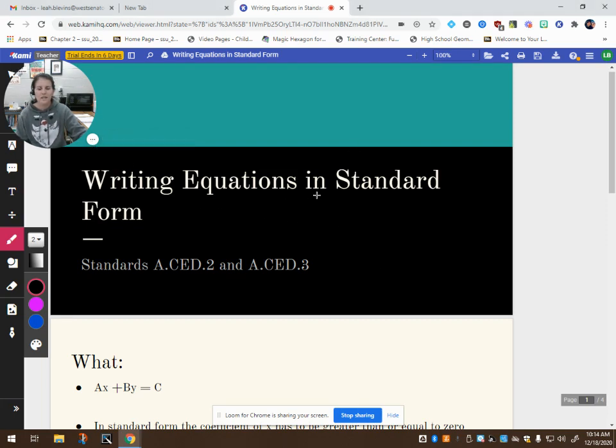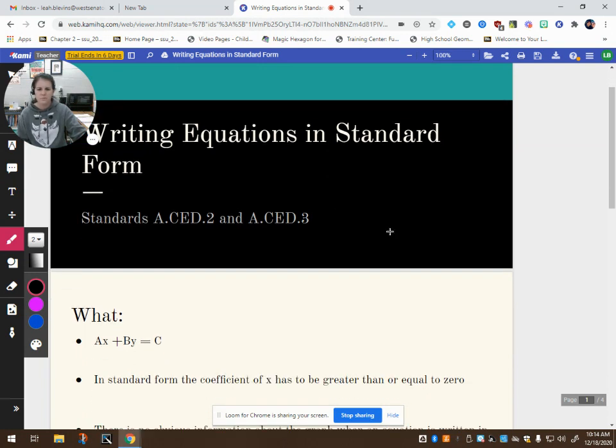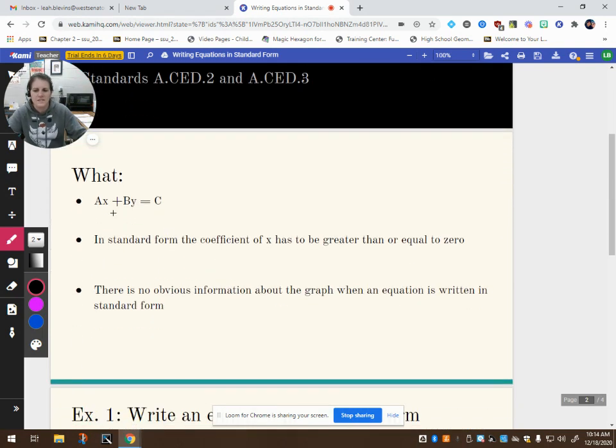We're going to look at writing equations in standard form. I'm going to be really brief with this because this isn't something that's real complicated, I don't think. But what is standard form? Standard form takes on the form ax plus by equals c.